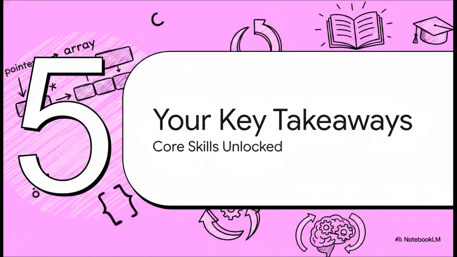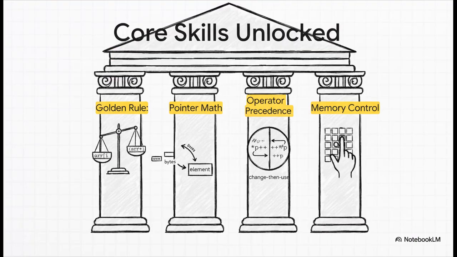Okay, deep breath. Let's pull this all together. If you can really lock in these next 4 concepts, I promise you'll be able to handle almost any pointer and array problem that comes your way on an exam. These are your 4 pillars. First, burn that golden rule into your brain. Array brackets are just pointer math. Second, remember that pointer math is smart. It moves by the size of the element. Third, master the huge difference between star P++ and ++ star P. And finally, never forget that pointers give you that direct, powerful control over memory.